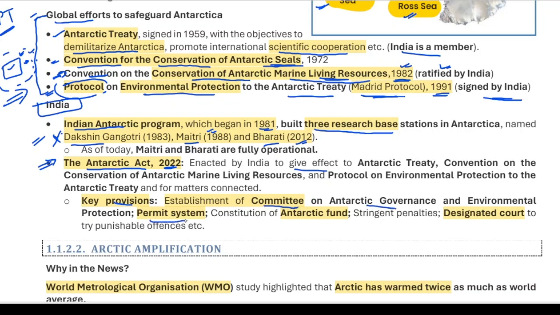Okay, the permit system: this committee will give permits to scientists or other people who will be going to Antarctica for research purposes. So a permit system will be there. The Antarctic fund is created so that whatever damage takes place in Antarctica, this fund can be used to reduce it. Technical codes have been formed so that if anything suspicious happens in the Antarctic region, the codes can be used so that it can be stopped.